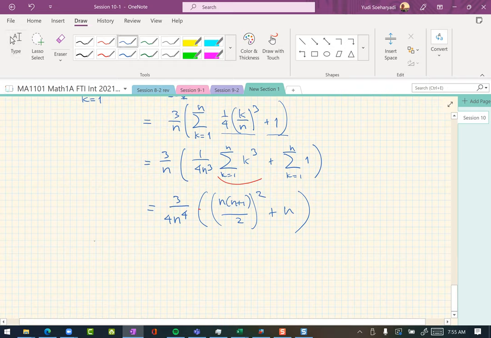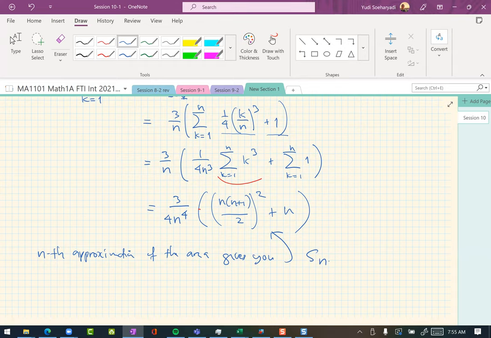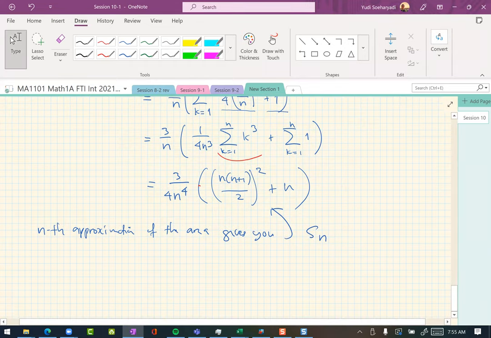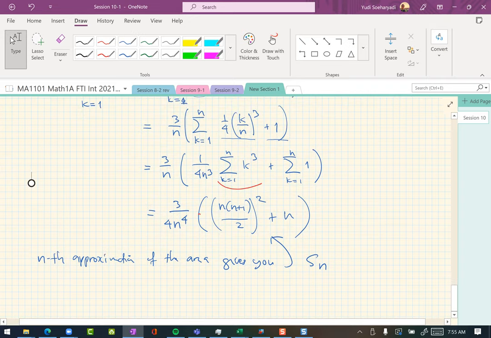Okay, so this is the nth approximation. So this is called Sn, the nth approximation. You can plug into a general formula for Sn. And in general, it is not easy to get this formula because it depends on whether you have a formula for the sum. Okay.